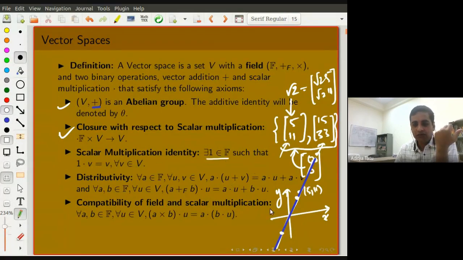This has nothing to do with this set, so one of course exists in the set of real numbers. Distributivity you can check, it will be satisfied, and similarly compatibility of field and scalar multiplication is also satisfied. So this will form one vector space. But are there any other vector spaces that contain these two points in R2?